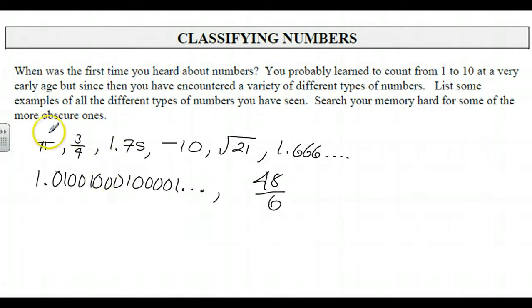So look, there's pi. We met that pi in measurement, right? Here's a fraction, 3/4, a decimal, some negative numbers, radicals. We've seen those before. Repeating decimals, something we're going to get introduced to a little bit later. And a fraction.